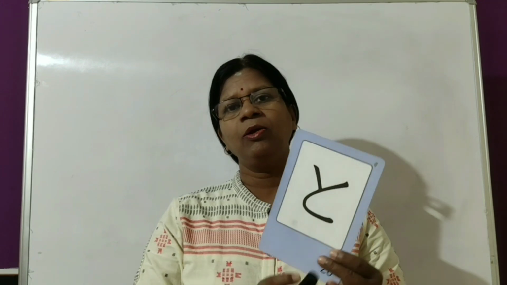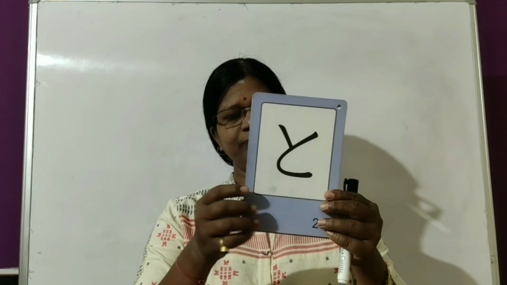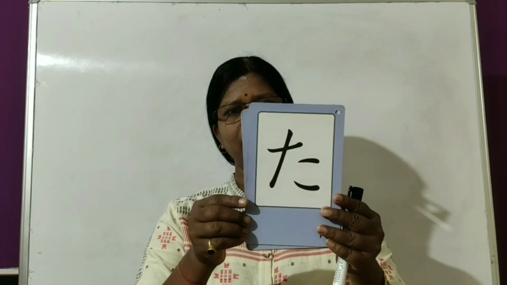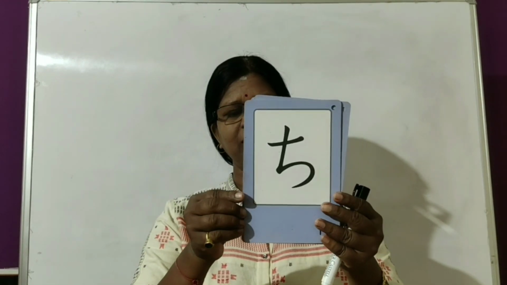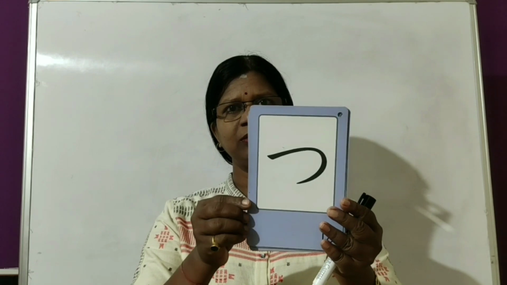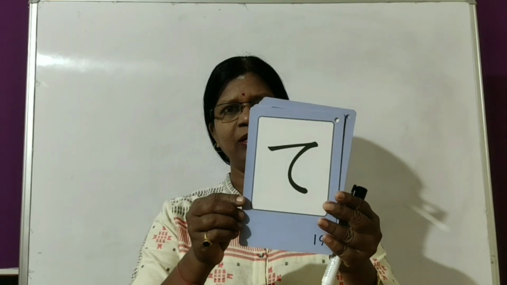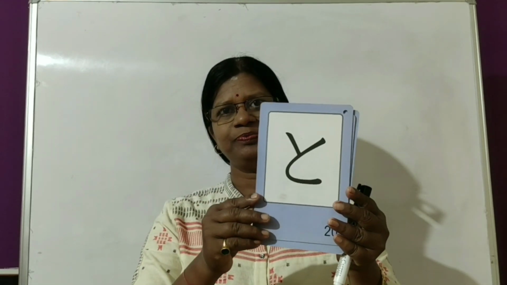In our last class, we learned sa, si, su, se, so. And with voice mark, we learned ja, ji, zu, je, jo. Today we are going to learn ta, chi, tsu, te, to. Look here and say ta, chi, tsu, te, to. Okay?